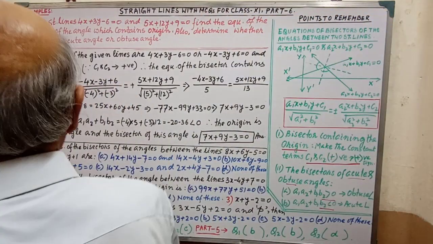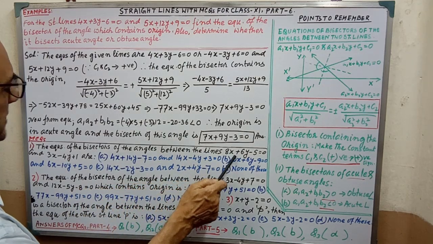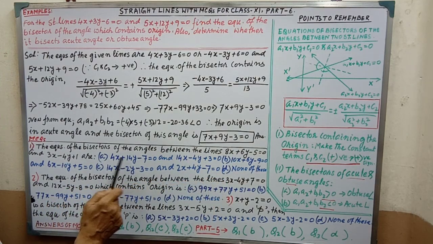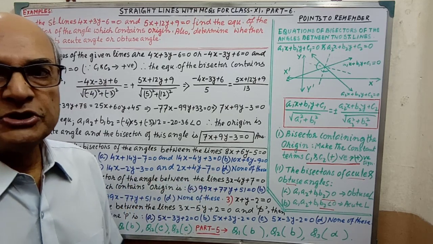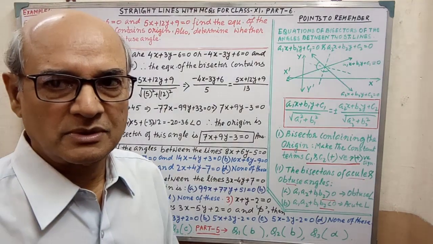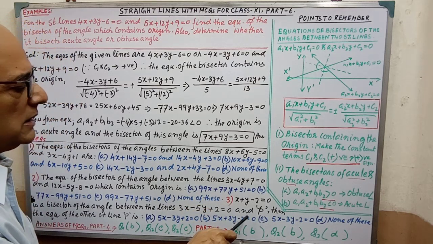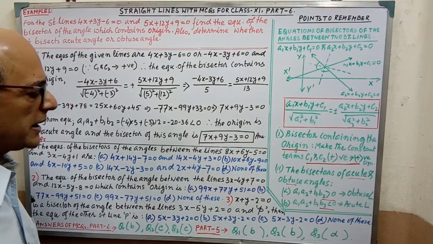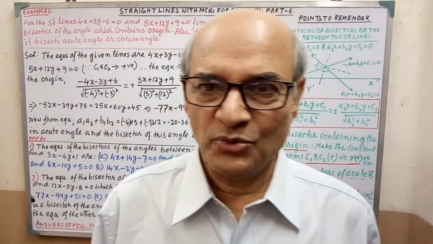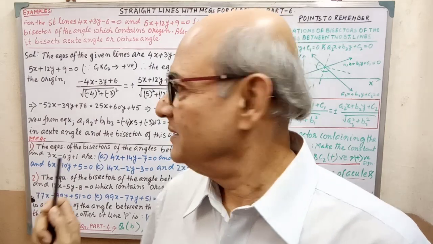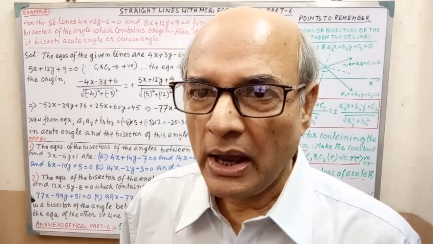And listen to this, the equation of the bisectors of the angle between the lines, this and this, are 1, 2, 3, 4 options. Among these 4, you know very well, you have to select the correct one, and in this way other MCQs are given.